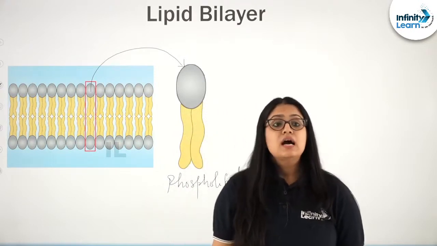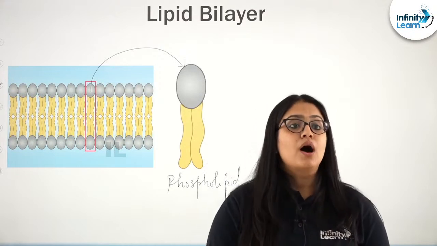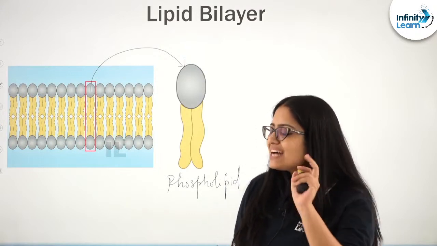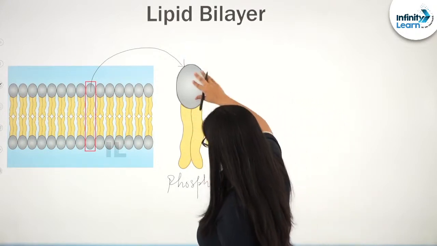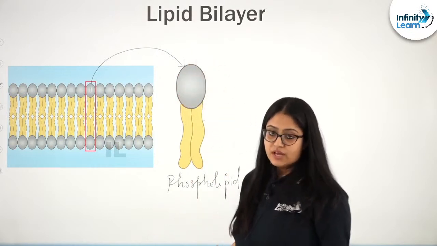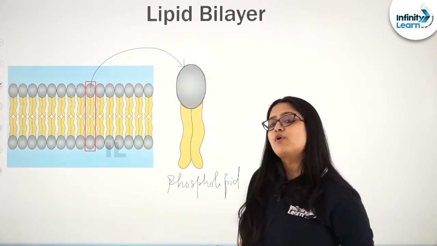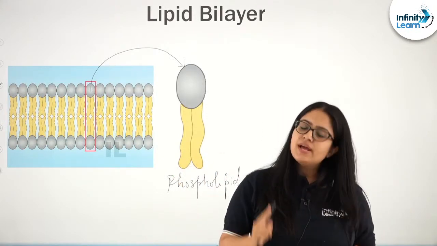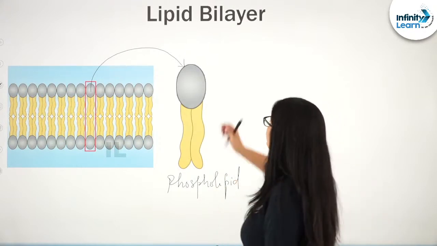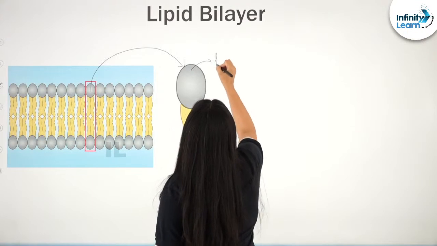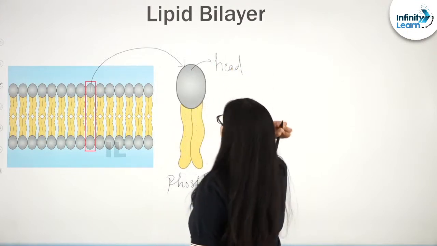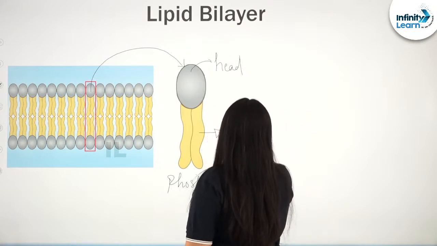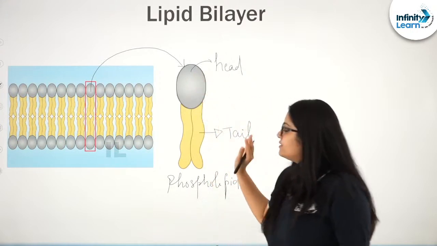Now let us discuss the structure. What about the structure of the phospholipid molecule? Now as you can see students, this is the head portion. This phospholipid molecule has, broadly speaking, two components. One is the head portion and another one is the tail portion. So this is the head portion of the phospholipid molecule, and this is the tail portion. This is known as head, this is known as tail.